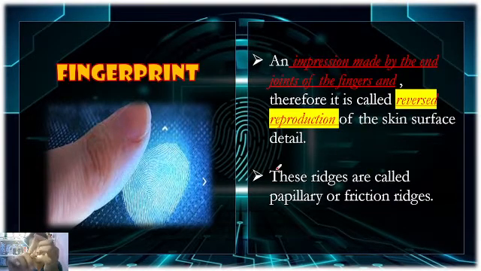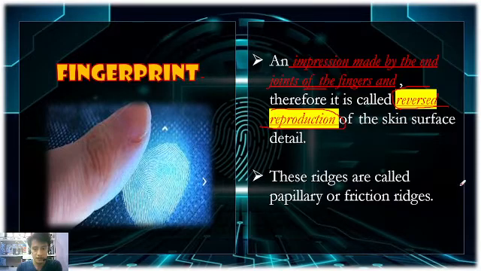Again, fingerprint can also be referred to as the impression. So it's not just the pattern that is being formed in our finger, but we can also say that fingerprint is the impression made by the end joints of our fingers. If we touch a smooth surface, there is an impression that is left, and that is termed as fingerprint. Take note, it is also called reversed reproduction, but that is not the common term that they are using. So this is the reverse reproduction of skin surface detail.